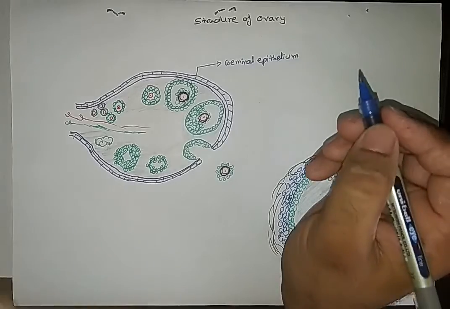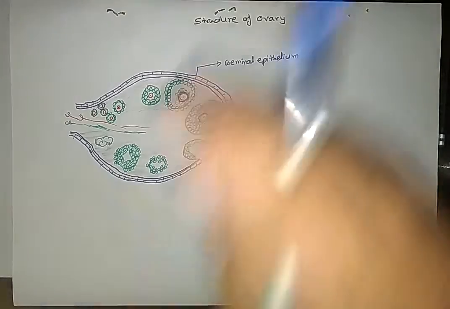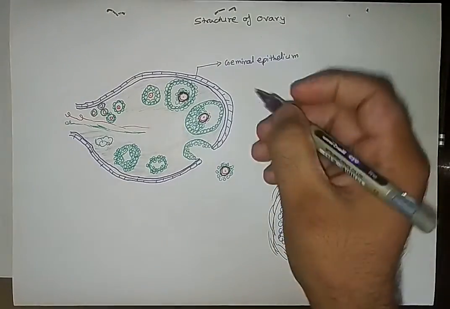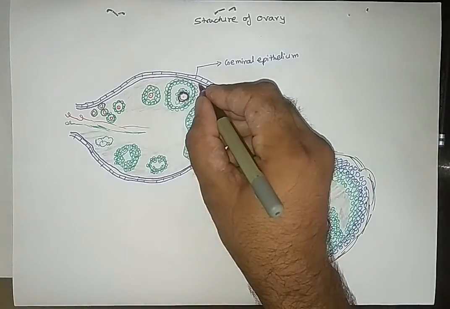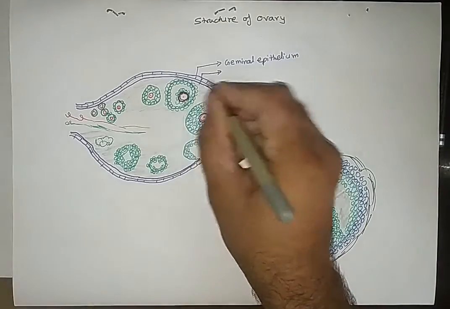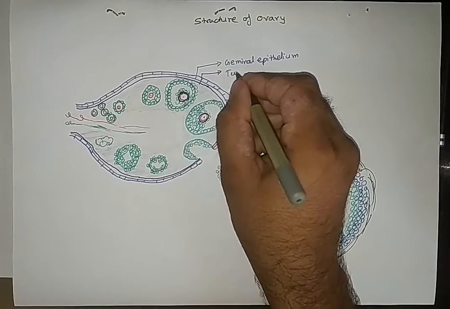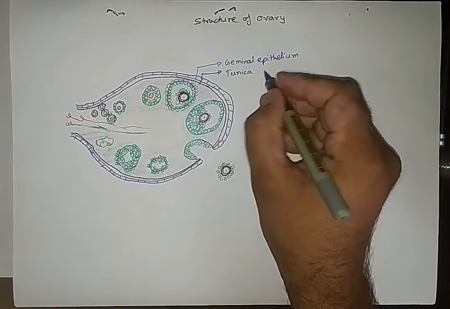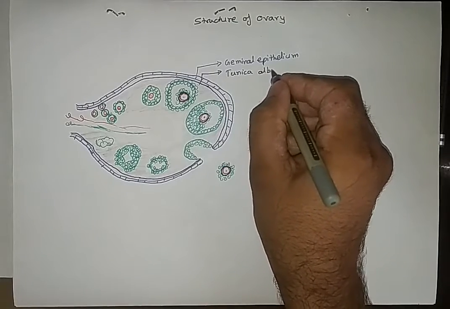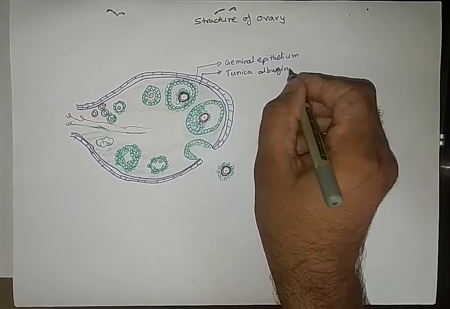Beneath the germinal epithelium there is a membrane, and this membrane is called the tunica albuginea.